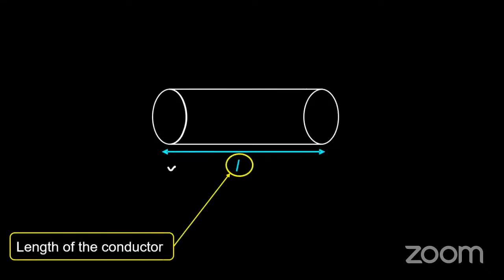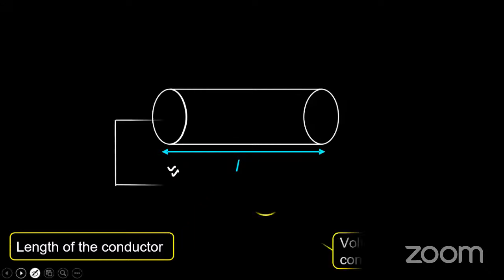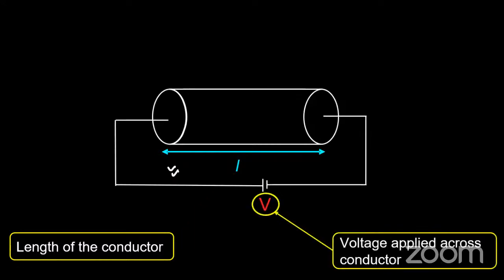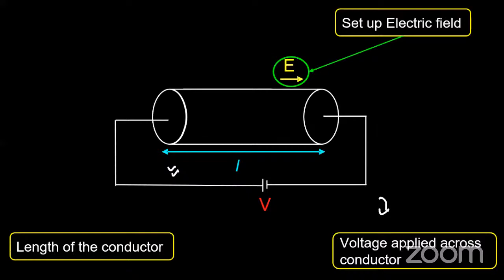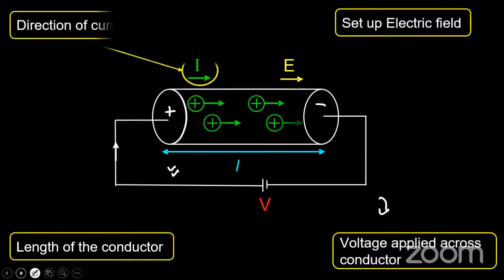So suppose this is the length of a conductor given on your screen. क्या है ये है? This is the length of the conductor given on your screen. Now suppose I apply a potential difference V across the ends of this conductor. Next what? This will set up an electric field here, okay? And the current will be generated.